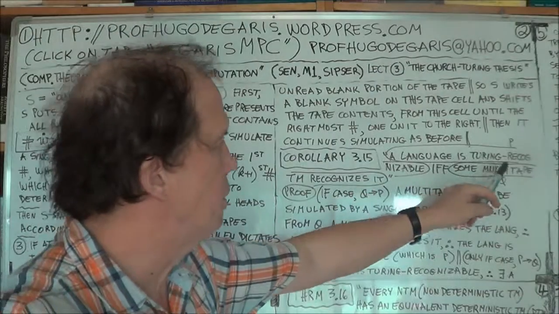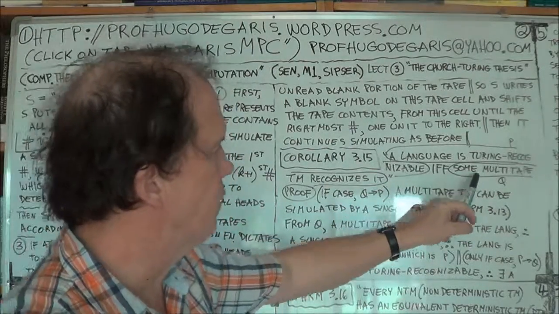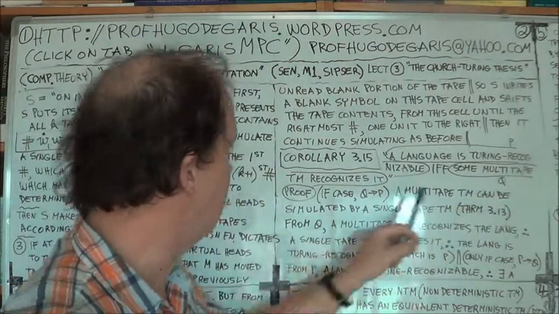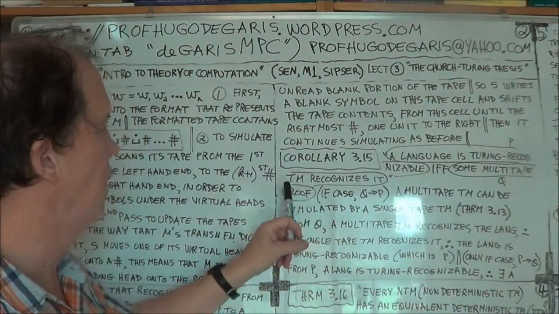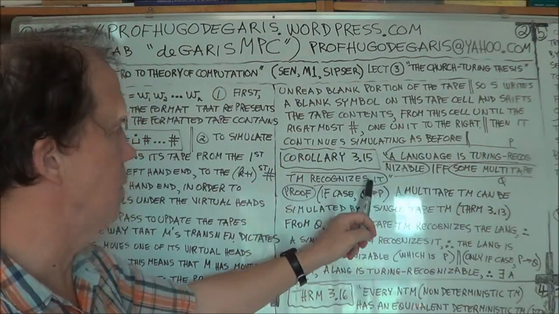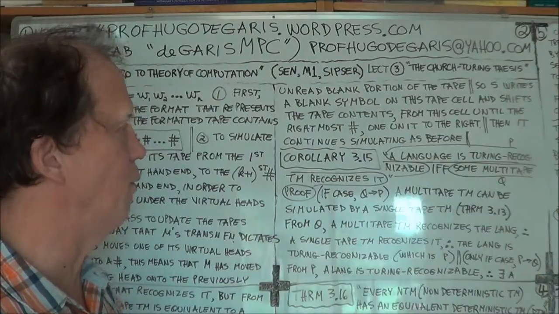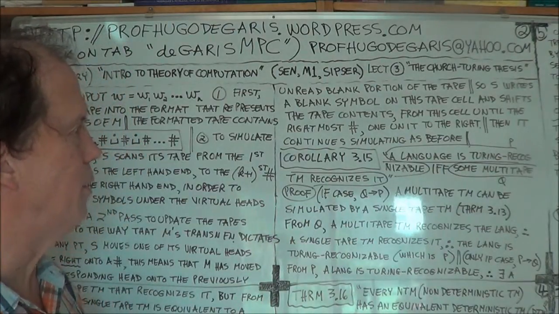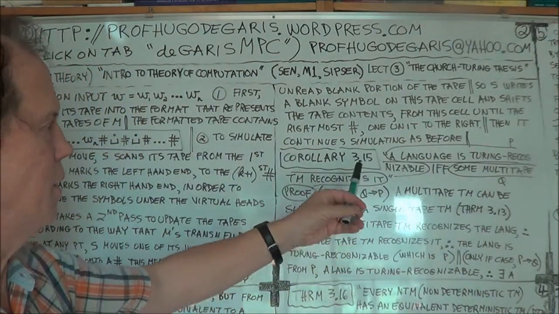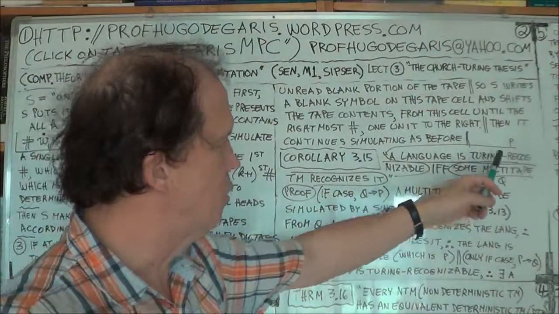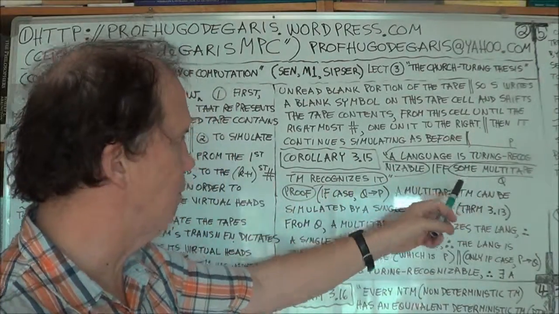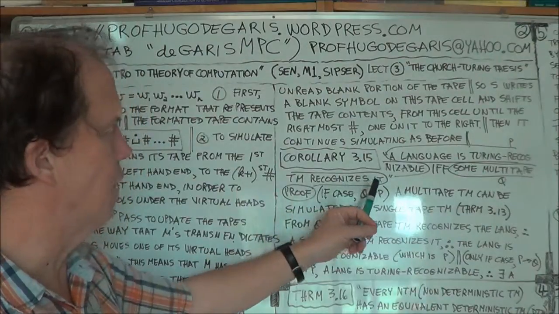A language is Turing recognizable if and only if some multi-tape TM recognizes it. Now that may seem fairly obvious from what we've done before. So we've done a theorem previously. A language is Turing recognizable if and only if some Turing machine recognizes it.